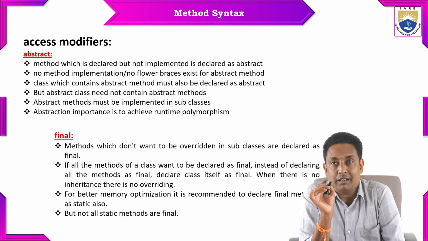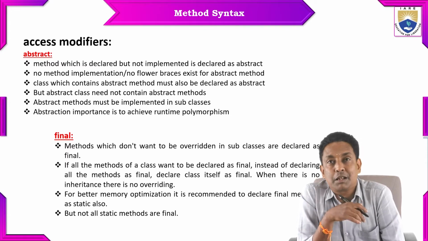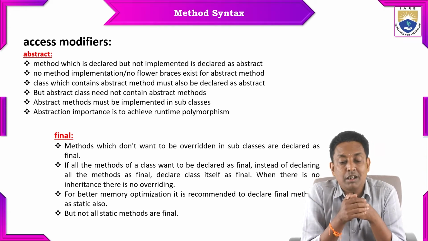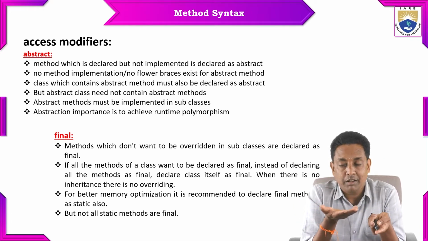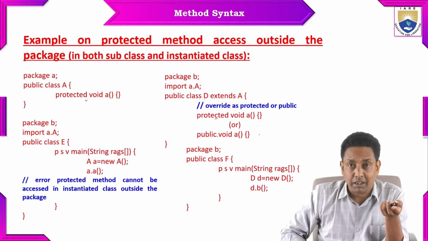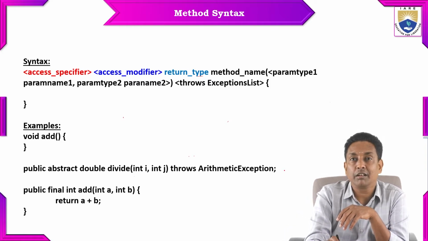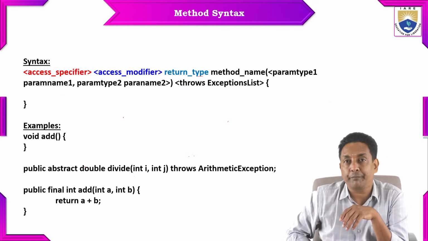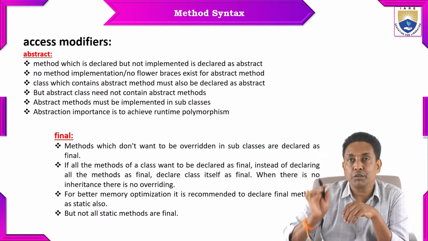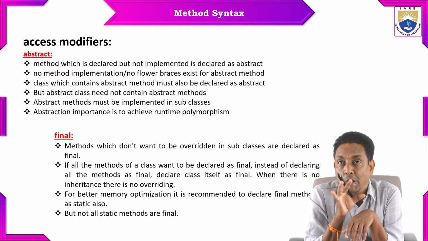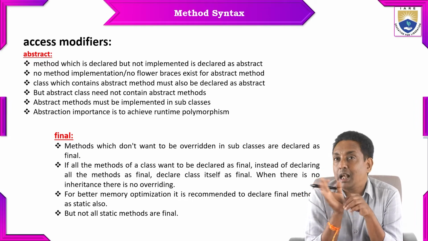A method which is declared but not implemented is declared as abstract. That is what I said previously. I declared some method called divide. Here the method is not implemented, it is only declared. Hence, I declared the method as abstract. No method implementation or body exists for the abstract method.